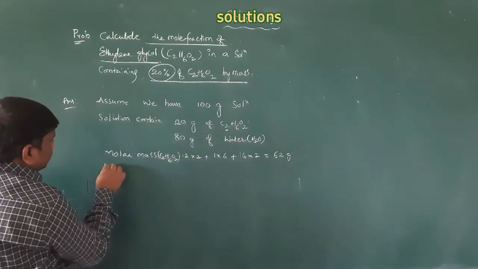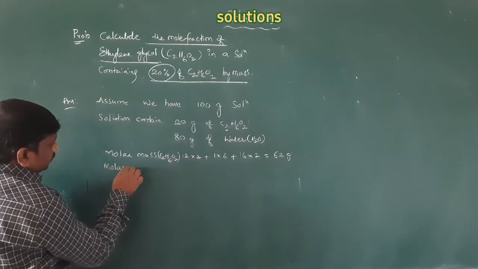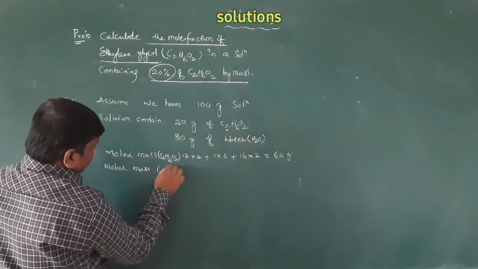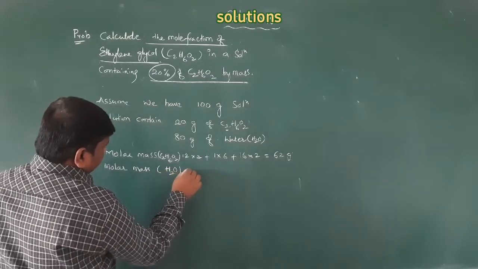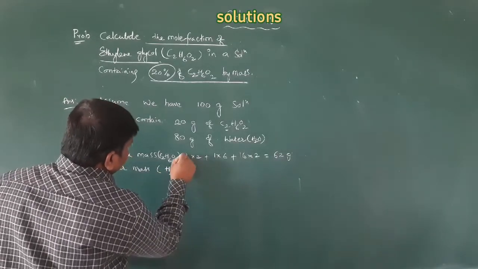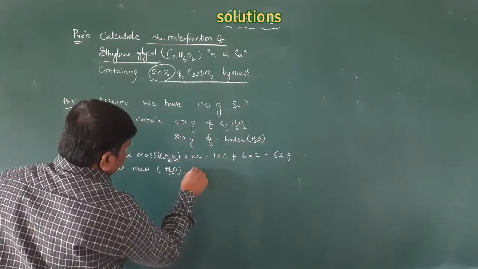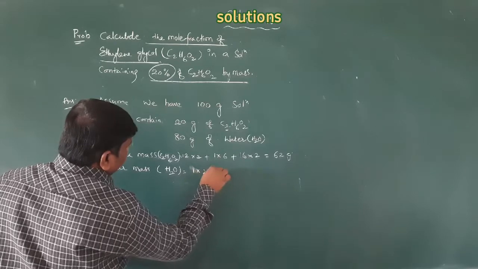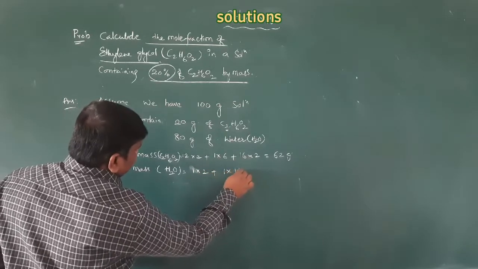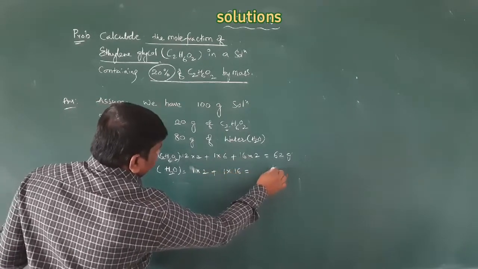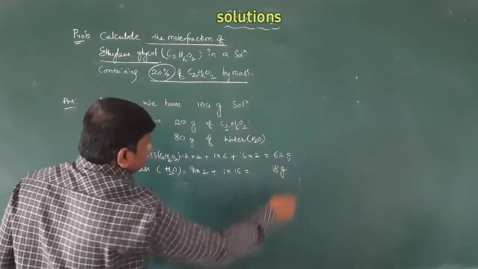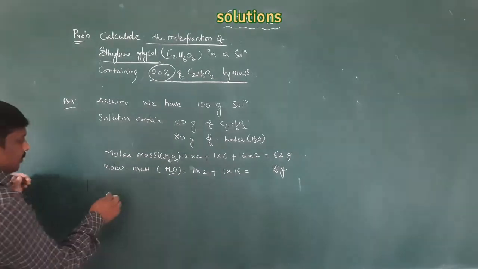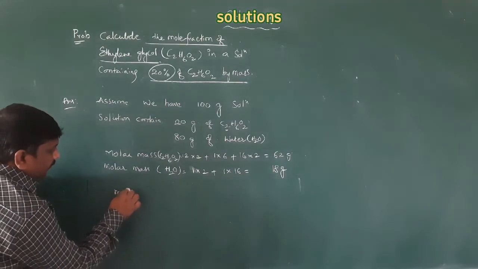Now the molar mass of water is equal to hydrogen 1 into 2 plus 1 into 16, so that means 18 grams.